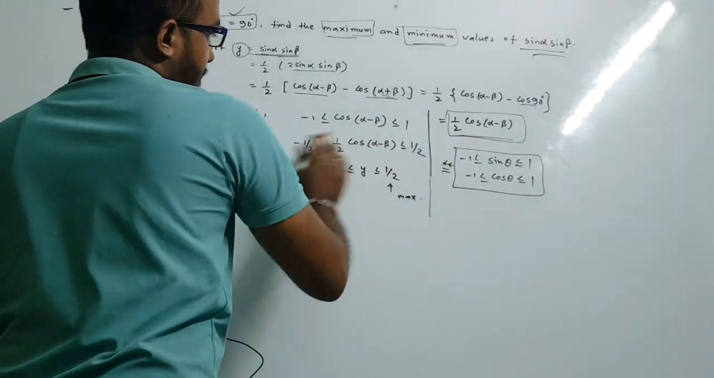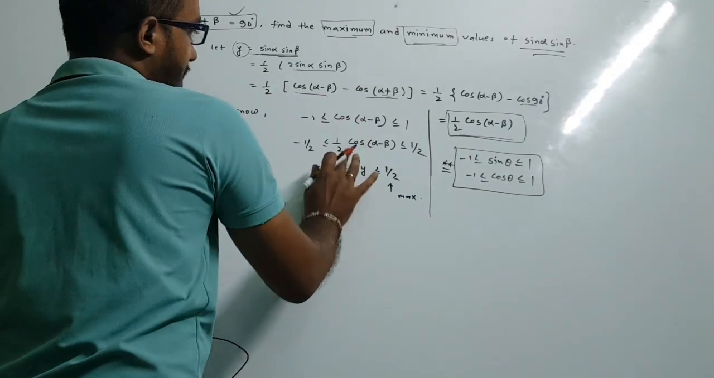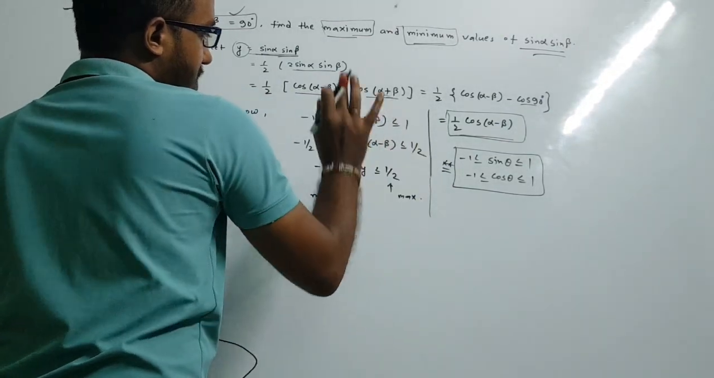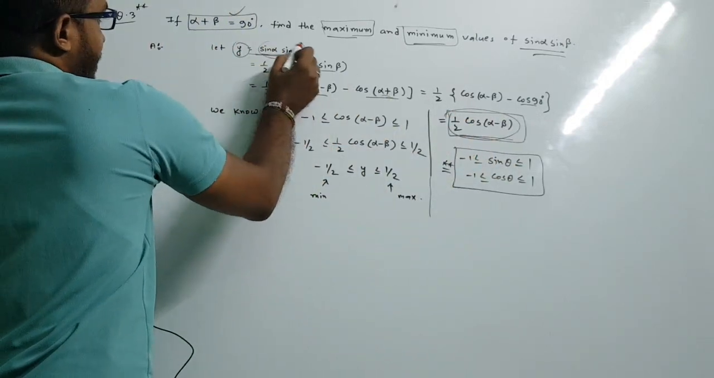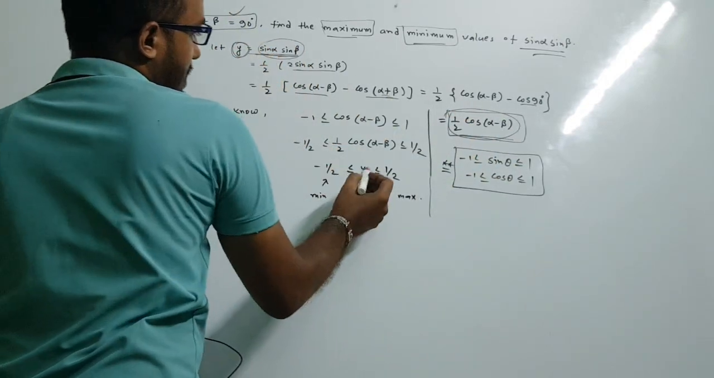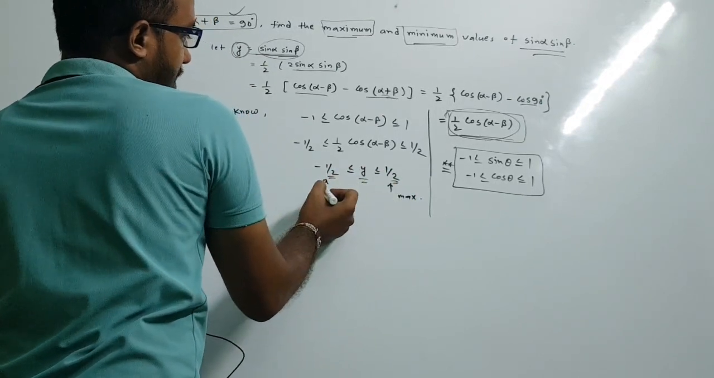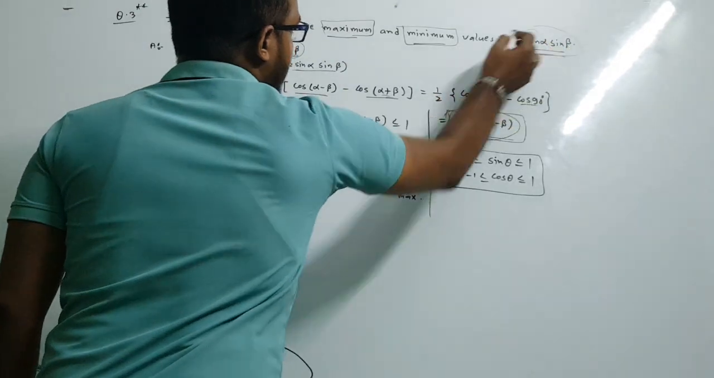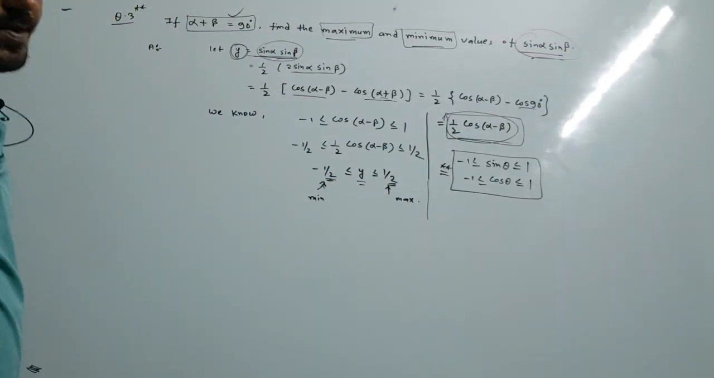Then we have half, so multiply half on 3 sides. So this would be minus half, this would be half of cos of alpha minus beta, this would be plus half. Now see, half of cos alpha minus beta is the same as sin alpha sin beta, that means the same as y. So that means y is between minus half to plus half. That means the minimum value of this function is minus half and the maximum value of this function is plus half.